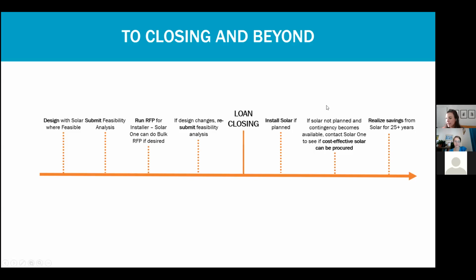If solar isn't planned, but perhaps there's contingency that becomes available in the project budget, or you decide after construction you want to go solar, you can always contact Solar One to help figure out if there's a cost-effective solar system that can be installed. And then you get to realize the savings from solar for 25 years and beyond.